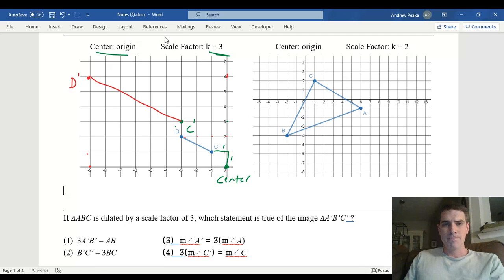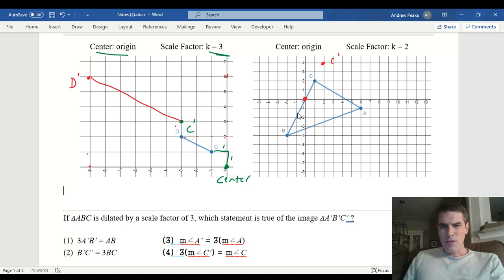The next one, we have the origin is also our center. The scale factor is 2. Now this one's a little different because it's not all one direction here. We're kind of going up, down, left, right. We still have the same principles. So for C, I'm going to go up 2 and then over 1. So I'm going to scale that up by doubling both. So I'd go up 4 and then over 2 for C prime.